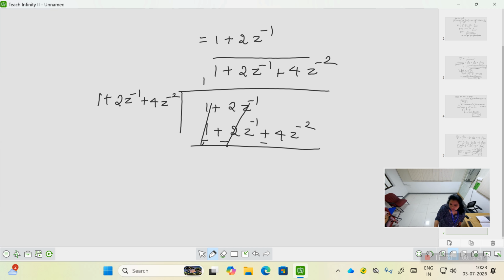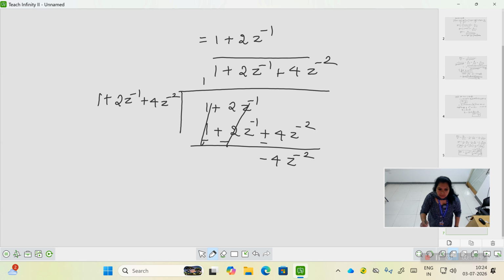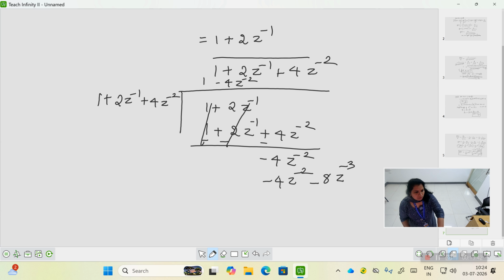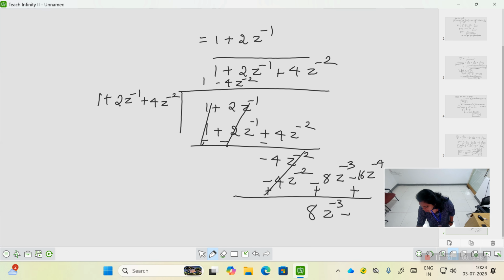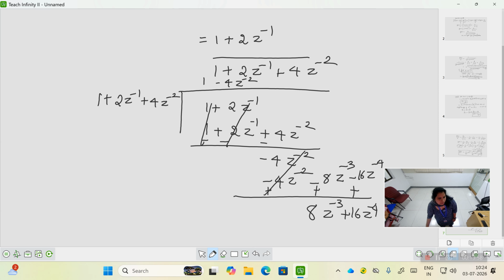Cancel the term. So here we cannot cancel because one term is here. So once again we have to cancel this term. You look at the first term there. So you have to multiply. So you get minus 4 z power minus 2 multiply. What about the second term? You get minus 8 z power minus 3. What about this term? 16 z power minus 4. Okay. So change the sign. This will get cancelled. Now you get z power minus 3, 16 z power minus 4.